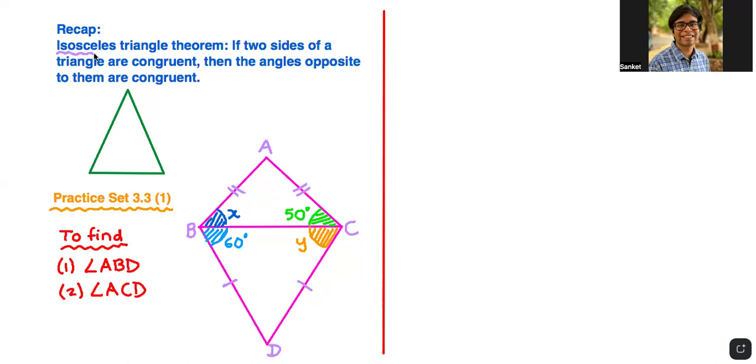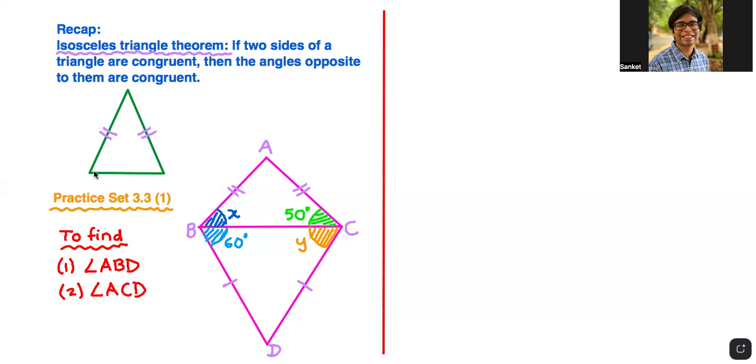The isosceles triangle theorem says that if two sides of a triangle are congruent, then the angles opposite to them are congruent. So an isosceles triangle is a triangle in which two sides are congruent. We all know this. So this theorem says that if these two sides are congruent, then the angles opposite to them are congruent.